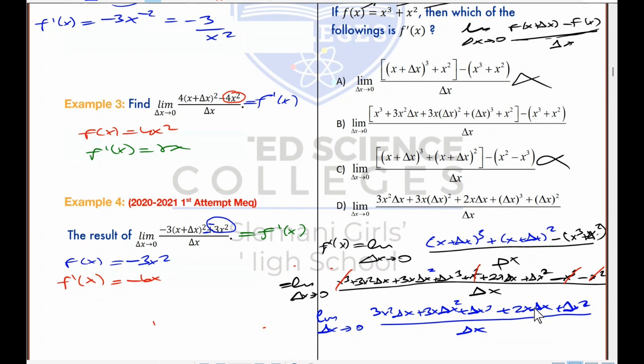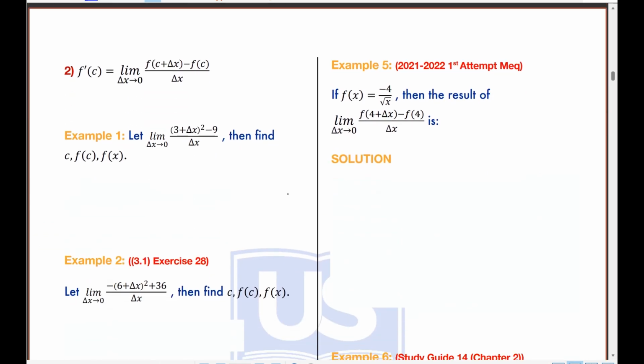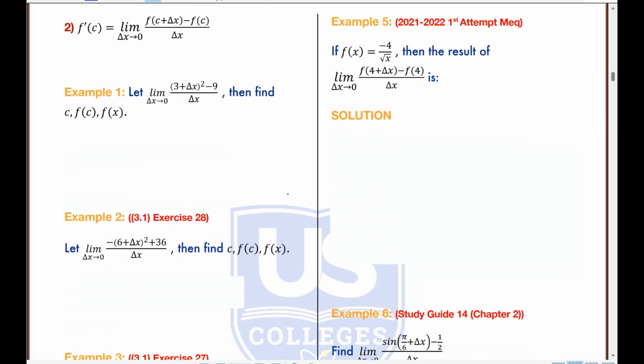Yes, yes, yes. I think it's D, right? It's the same. Okay, first, by using the limit form, we are going to write our function in that limit form by evaluating the function at x plus delta x, simplify as much as possible. All right. So I think that's enough for the first form. Let's talk about the second form.